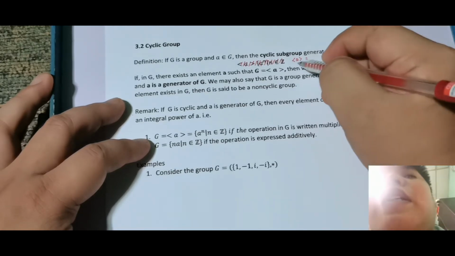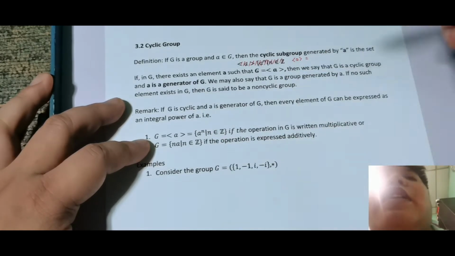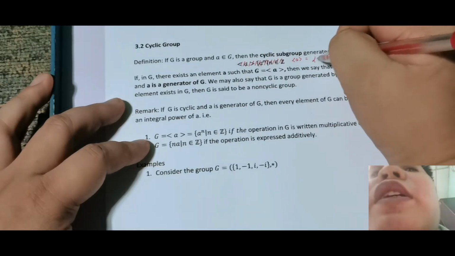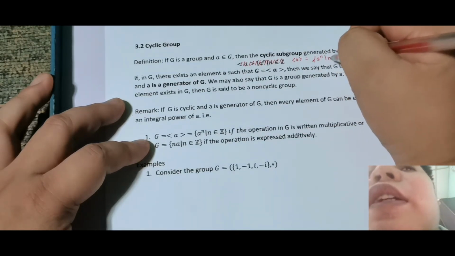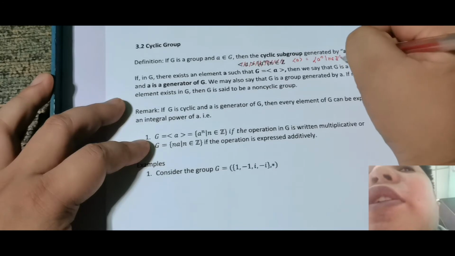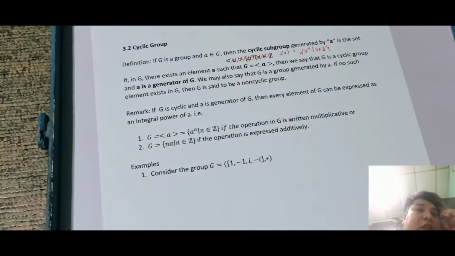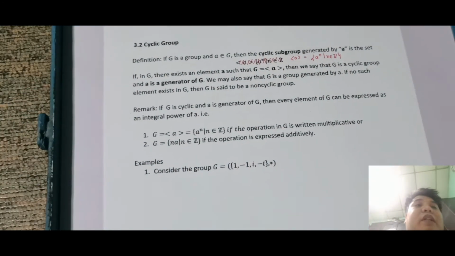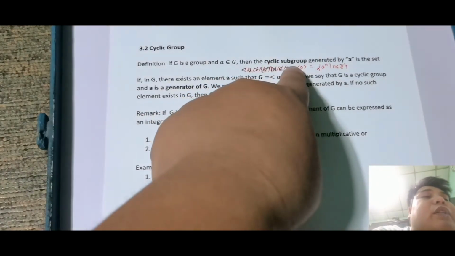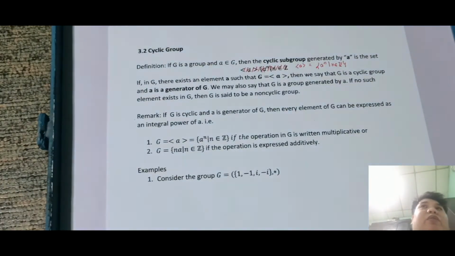So, cyclic subgroup generated by A. Again, a cyclic subgroup generated by A yung basa dyan. It's the set containing A raised to N such that N is an element of the integers. Again, the cyclic subgroup generated by A is the set A raised to N per N element of Z. Intindihin nyo mabuti. Ang gagawin mo lang, yung element i-raise mo lang sa N, kung saan yung N is element ng integers.